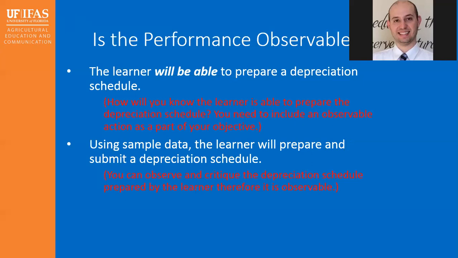So using the sample data, the learner will prepare and submit a depreciation schedule. You can observe and critique the depreciation schedule prepared by the learner, therefore it is observable. So you can see that you're trying to measure the same thing, but just making simple changes to your verbiage. It makes it so that you understand what they need to do to make that action or proficiency observable.